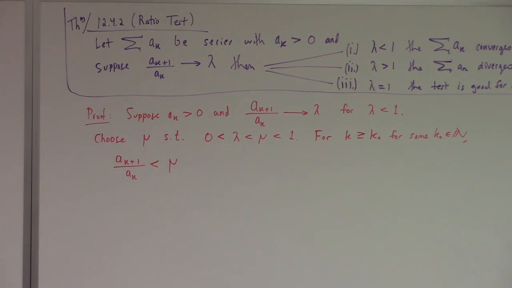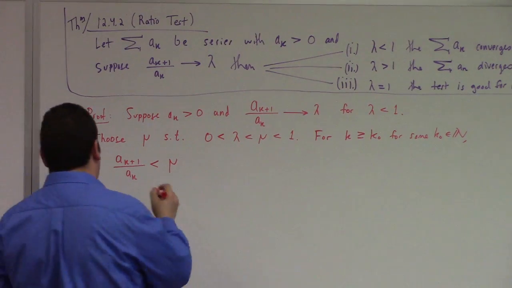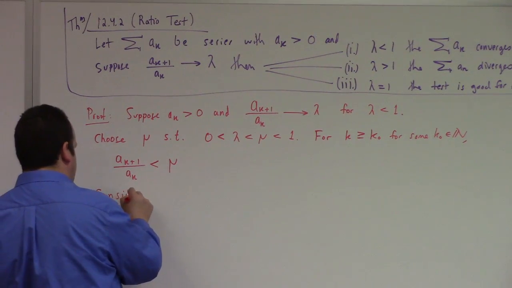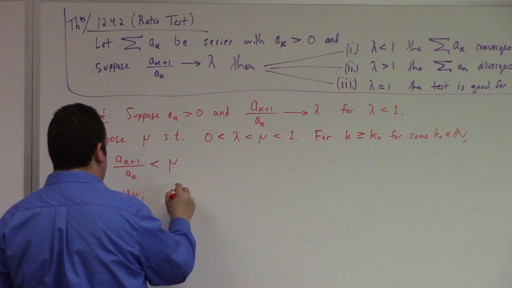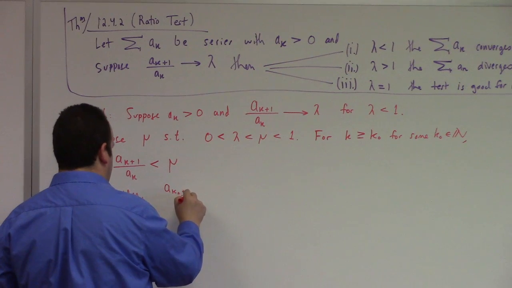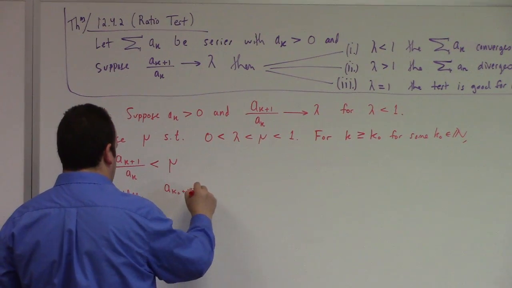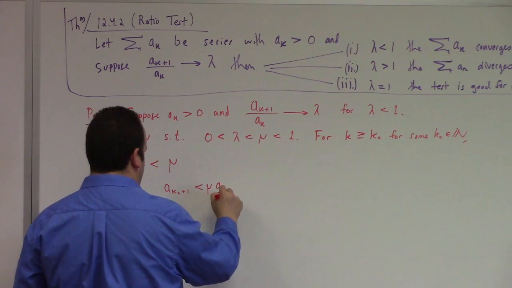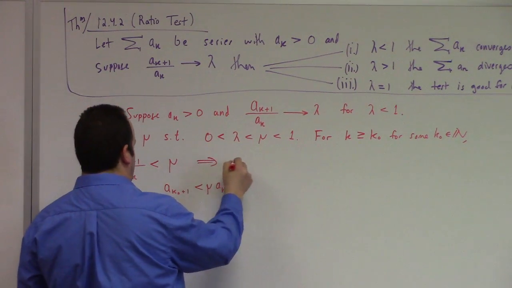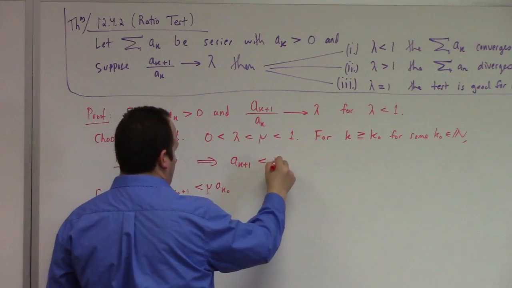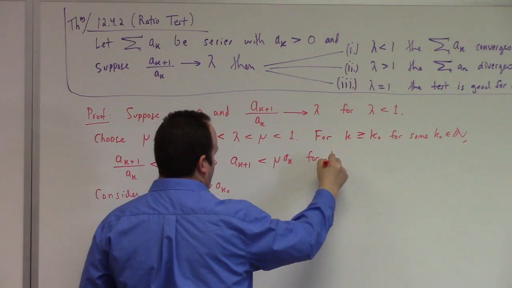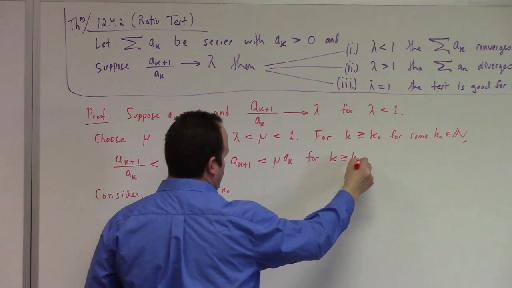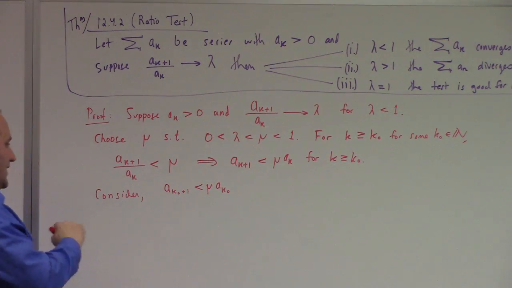So then what? Well, you just start thinking case by case for just a second here. If you look at this, this means a sub k naught plus 1 is less than mu times a sub k naught, right? This implies a sub k plus 1 is less than mu times a sub k for k greater than or equal to k naught. So for k equals k naught, you get this.